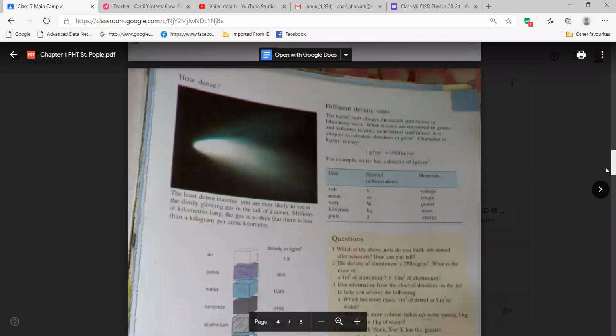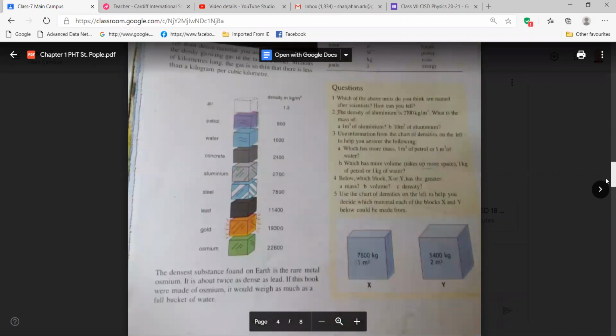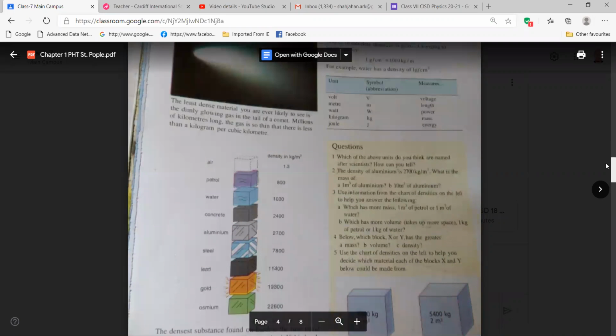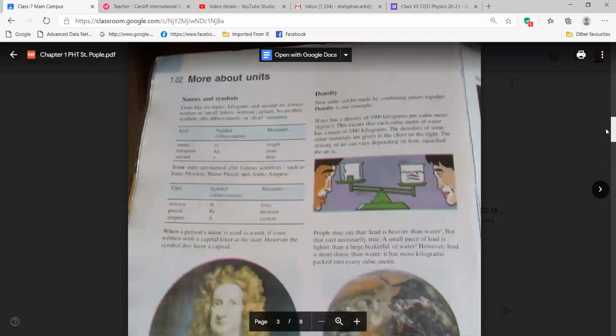You can see the screen, right? Your book. Hello, Pamti. Yes, sir. So you see, this is what we are going to review today. Section 1.02.